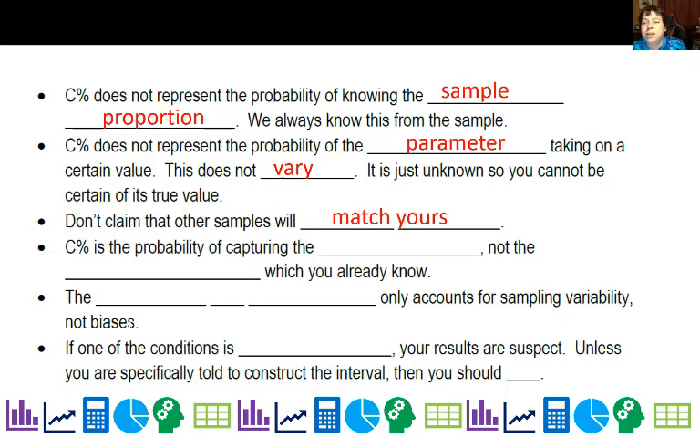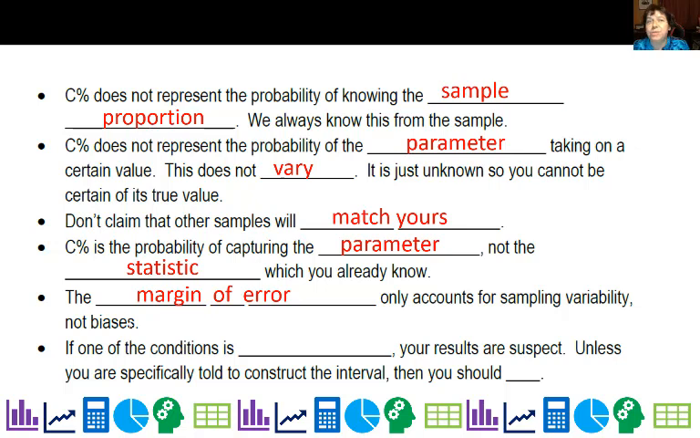Also, the confidence level is the probability of capturing the parameter, not the statistic. Sometimes people say, oh, okay, my sample had a point estimate of 0.119, so I'm 95% confident that I will capture the 0.119. No, you actually did capture it. That was your sample.